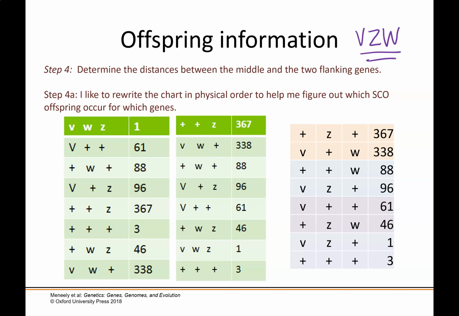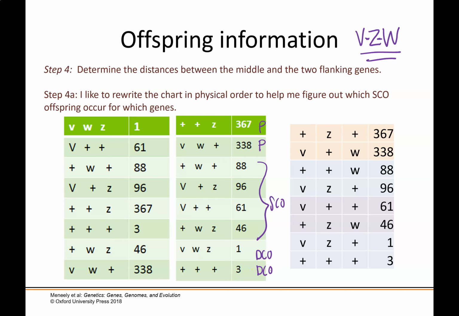Next thing we're going to do is determine the distances between the middle and the flanking genes. So we are going to determine the distance between V and Z and W. Now in this PDF that you have, the original list is all jumbled up. We've got parentals mixed in with single crossovers, and then they give us a second list where they have ordered them in order of frequency. So we've got parental, all those single crossovers, and then the double crossovers.